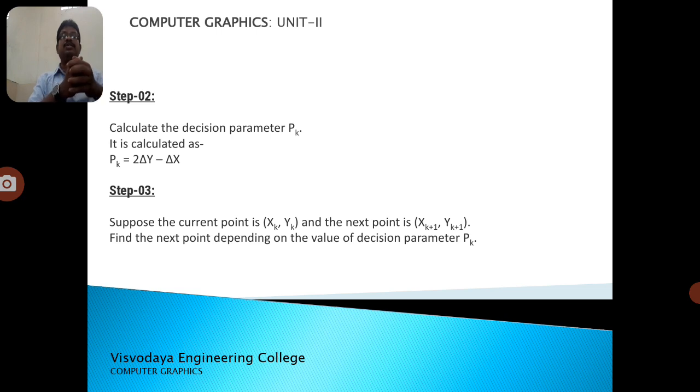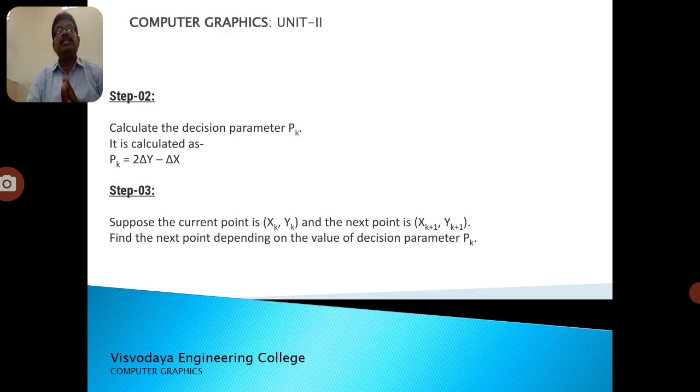Now you can observe the decision parameter pk is calculated by pk equals 2 delta y minus delta x. Already we know the differential values of the x values and the differential values of the y values, that is delta y. So here we can easily calculate the decision parameter pk, where pk equals 2 delta y minus delta x. Here we can find the next coordinates depending on the decision parameter pk only. So how can we calculate the decision parameter? Here we observe that pk equals 2 delta y minus delta x.